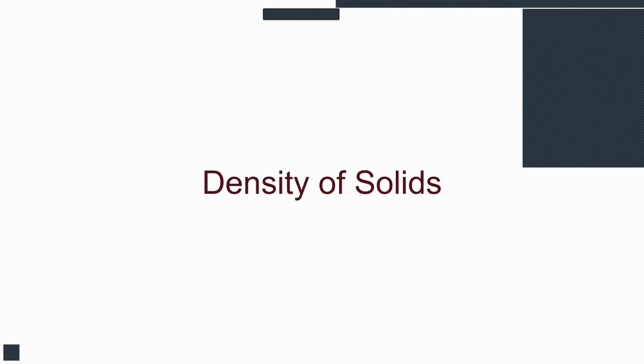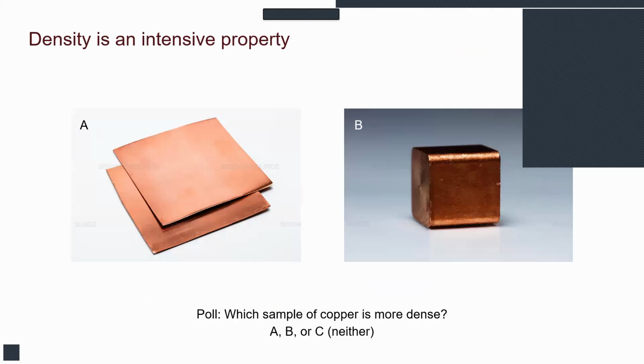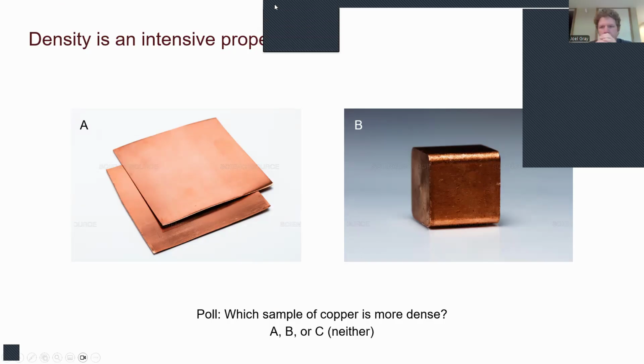Now, we can also determine the density of a solid. So if we look at these two samples, they're both pure copper. So they're both pure substances. Which one is more dense? A, B, or C? C is neither. A, we've got the object on the left. That's the more dense one. B is the other object. Or C, neither of them is more dense. Spoiler alert, they are identical in that they are both solid copper. Go ahead and add to the chat which one is more dense.